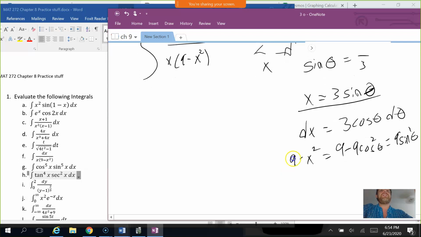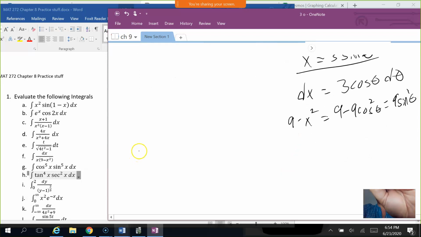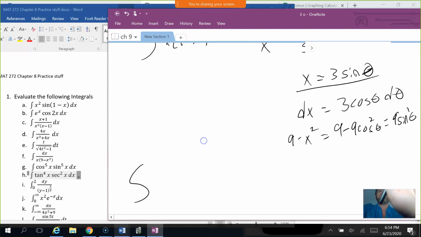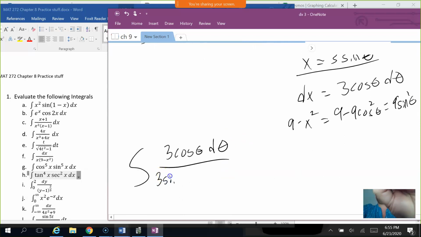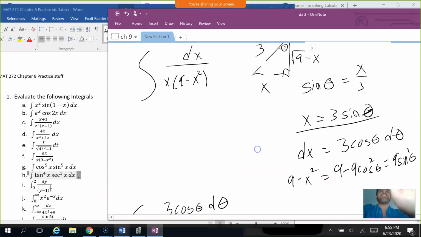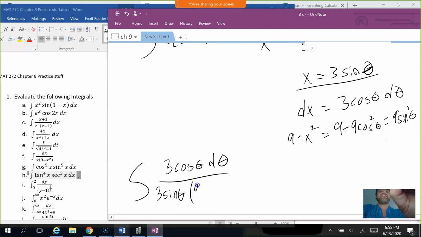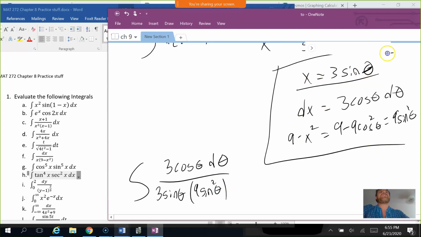All right, now let's plug all that in and see if it looks good. Just looking at it, it's kind of looking bad. My dx up top, that's 3 cosine theta d theta. The x, that's the 3 sine theta. And then that parentheses, that 9 minus x squared, that's going to be 9 sine squared. All right, so that was just substituting all this stuff in that we've made over here in our substitution box.